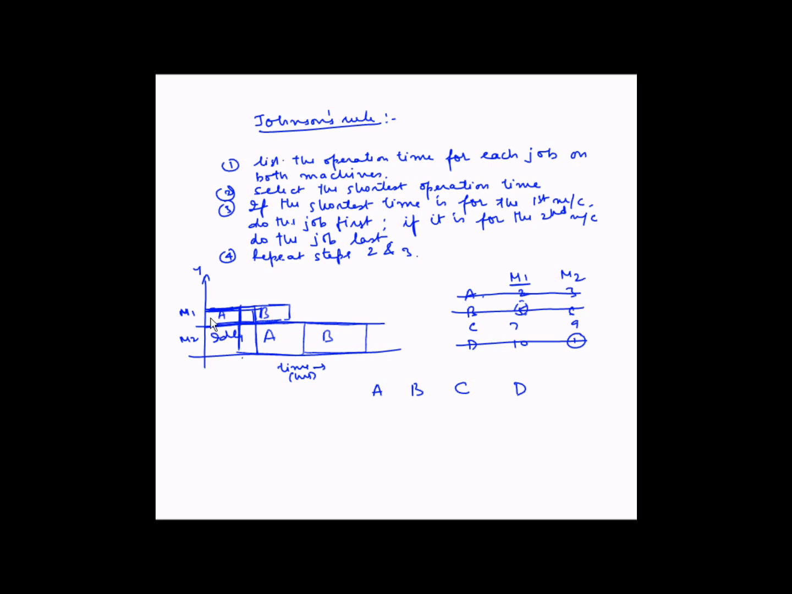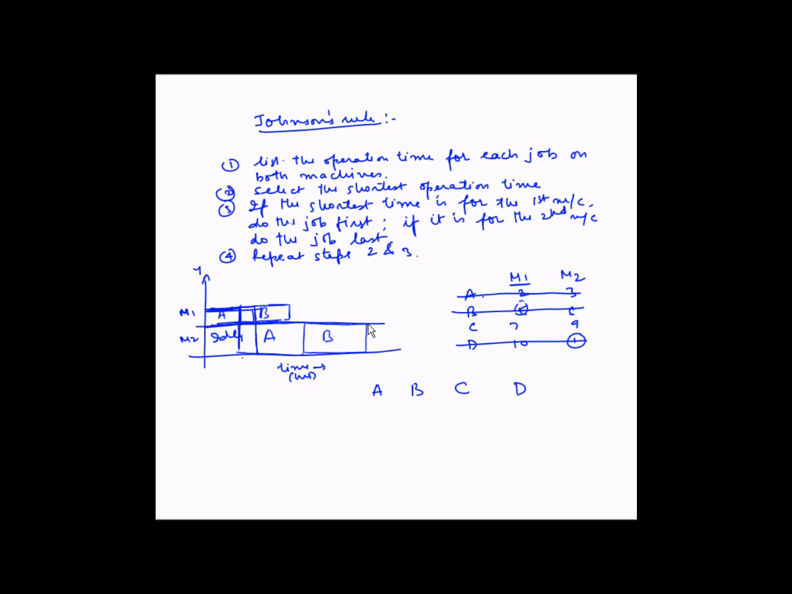Now, if you look at M1, you are processing all the shortest times on M1. So what is happening here is that on M2 the time is getting elongated, because M2 is processing all the larger times as compared to M1. So in order to balance the times between M1 and M2, what Johnson's rule is saying is that if the shortest time is for the second machine, then do the job last.